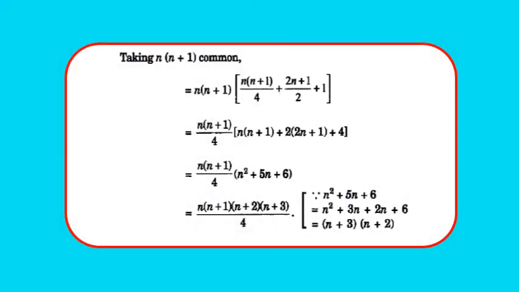So next, taking n into n plus 1 common, we get n into n plus 1 multiplied by n into n plus 1 upon 4 plus 2n plus 1 upon 2 plus 1. On simplifying, we get n into n plus 1 upon 4 into n into n plus 1 plus 2 into 2n plus 1 plus 4. So multiplying the bracket, we get n into n plus 1 upon 4 into n square plus 5n plus 6, and this finally gives n into n plus 1 into n plus 2 into n plus 3 upon 4. Clear? So pause and note down the solution.